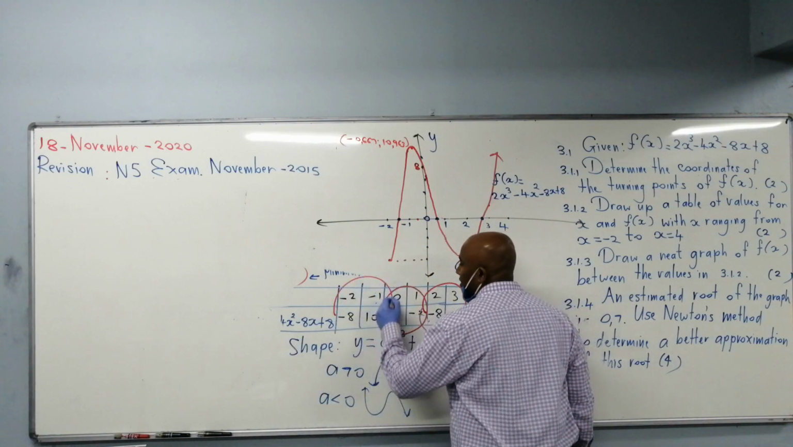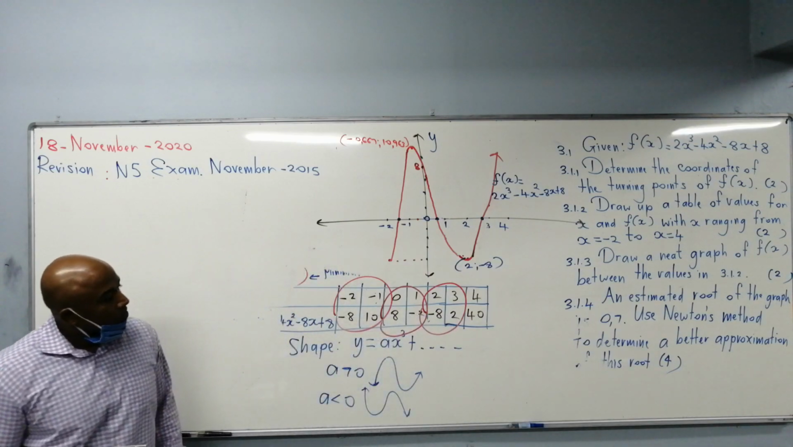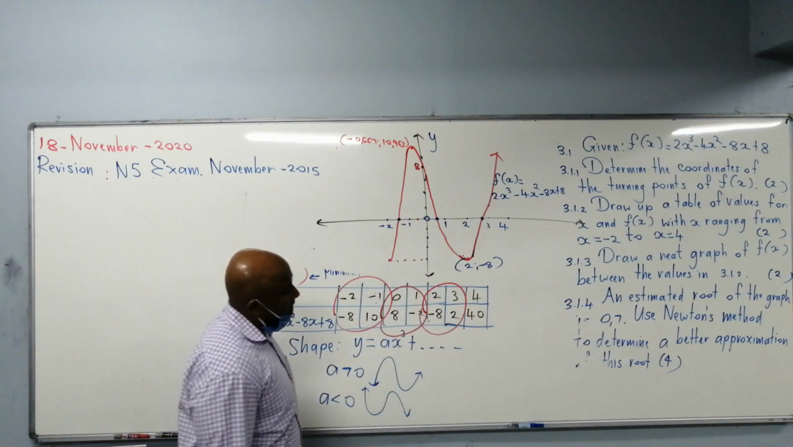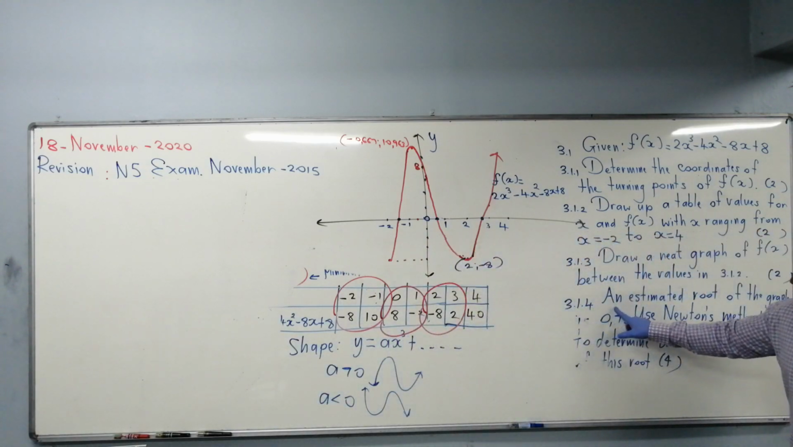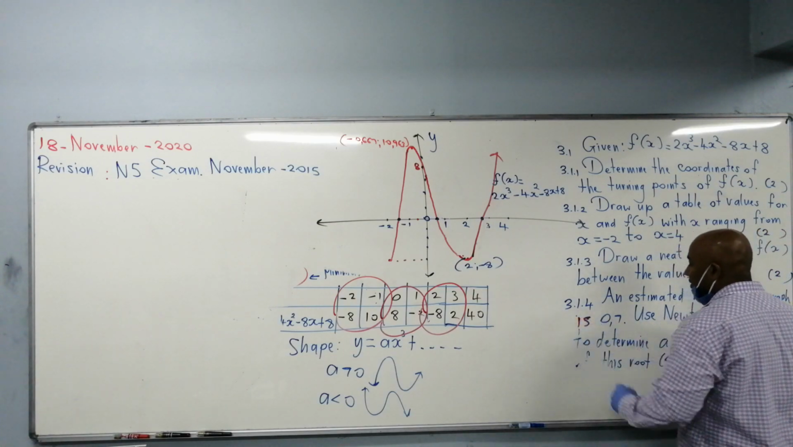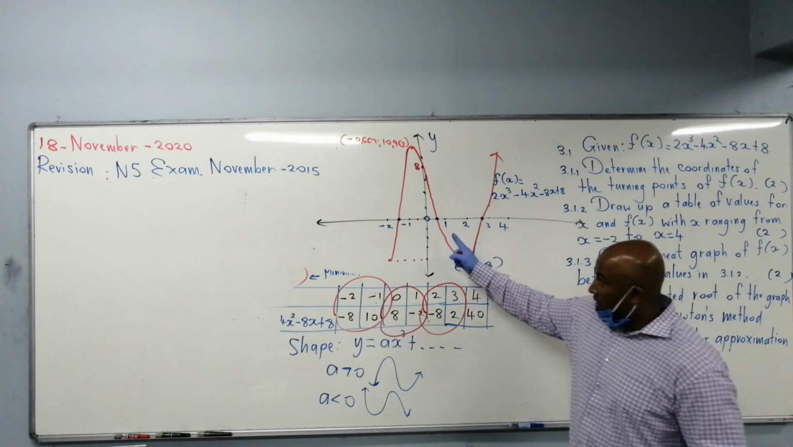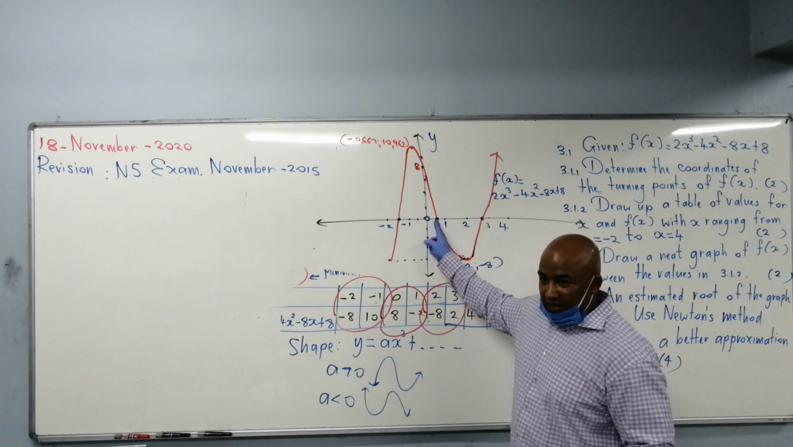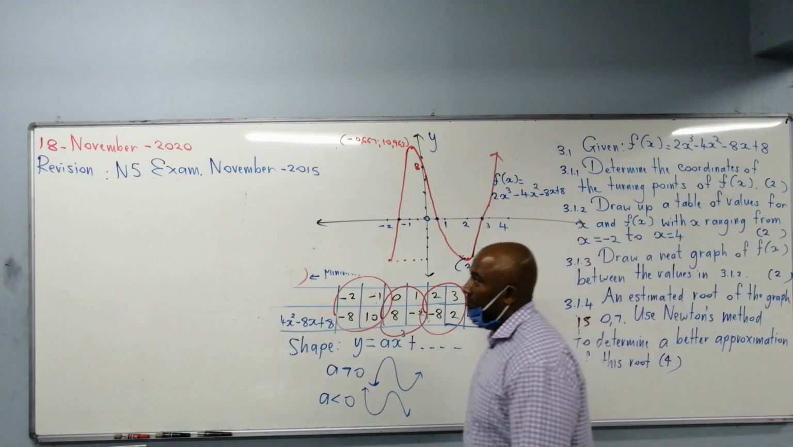Right, so there are three changes, three x-intercepts. Now, which one do we want to find? Let's read this question. An estimated root of the graph is 0,7. That means we're talking about this one here. That's an estimated root. Use Newton's method to determine a better approximation.